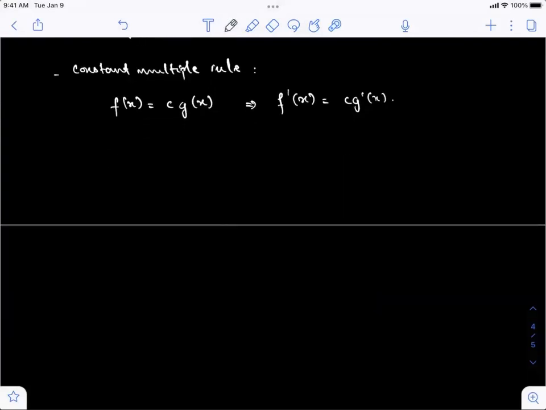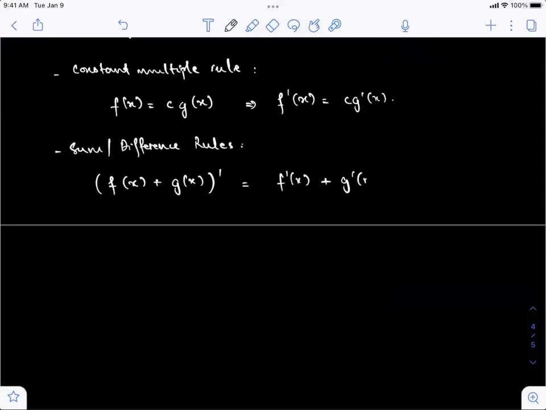You have the sum and difference rules. The derivative of a sum is the sum of the derivatives, so the derivative of f of x plus g of x is equal to f prime of x plus g prime of x. Similarly, the derivative of a difference is the difference of the derivatives. Hopefully that should be straightforward for us.